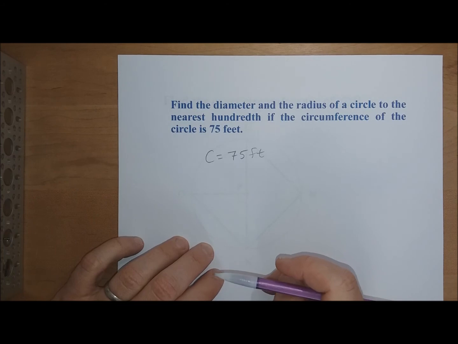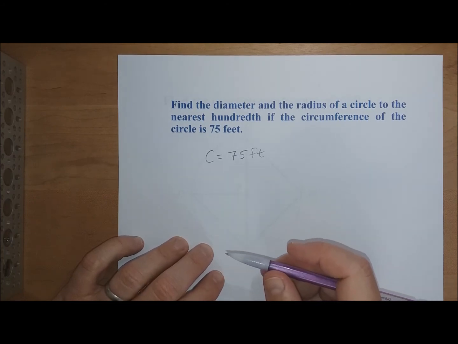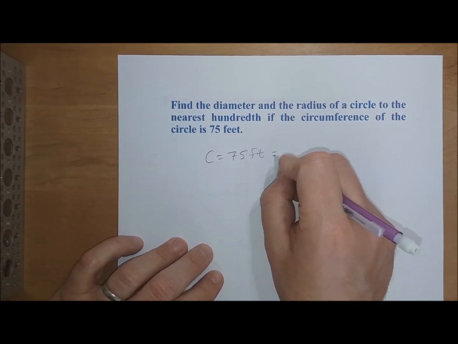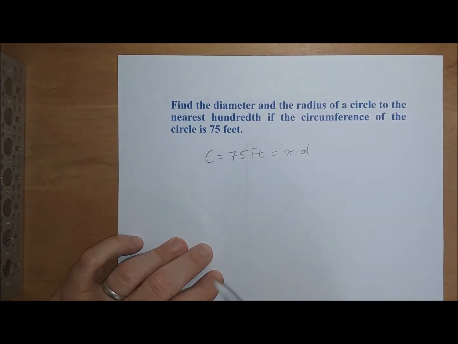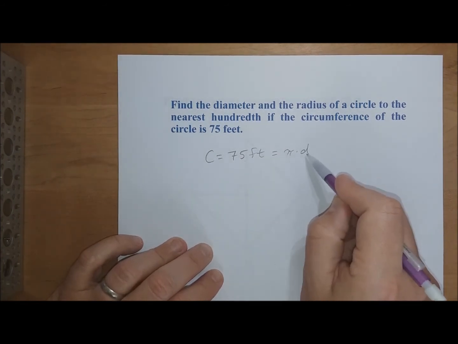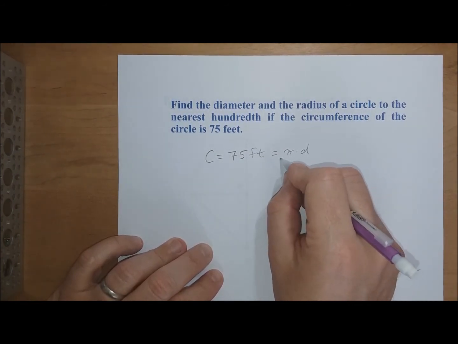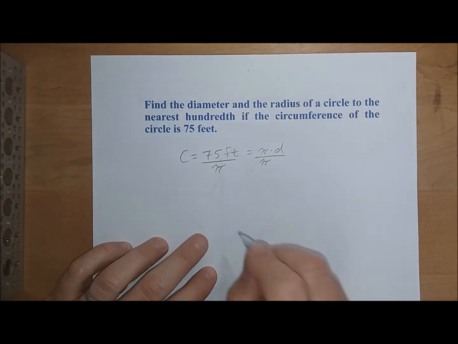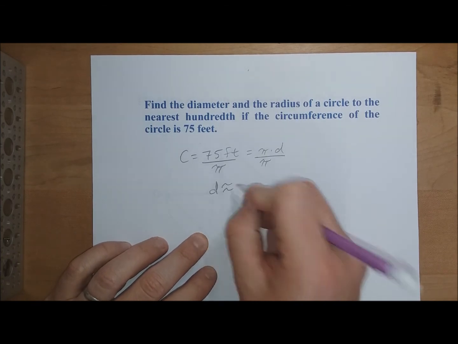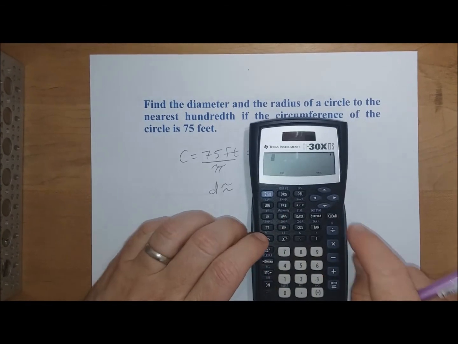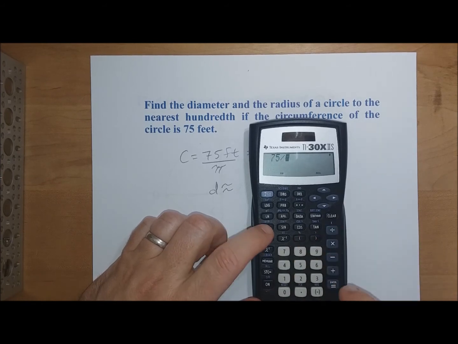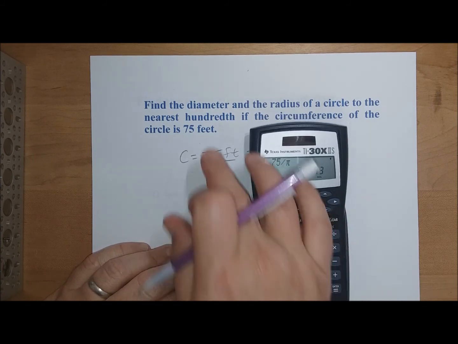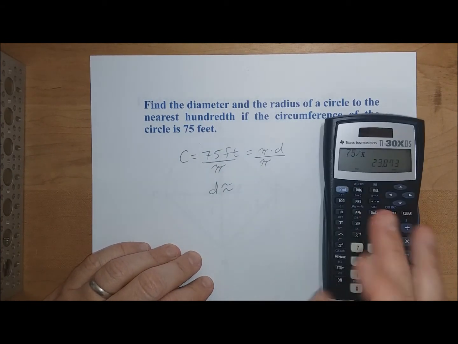Okay, well, I could find the diameter and then just divide that by 2 to get the radius, right? So I could say 75 equals pi times the diameter. And in order to solve that for D, to get D by itself, I want to undo this multiplication by pi and divide by pi, right? So I would get our diameter is approximately equal to, let's go ahead and divide that, 75 divided by pi, and I get 23.873. I'm going to round that to, as they ask, the nearest hundredth.